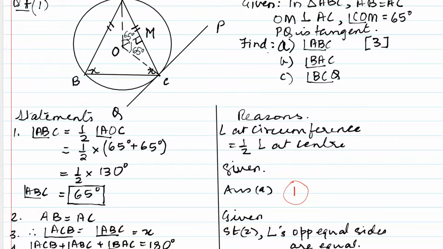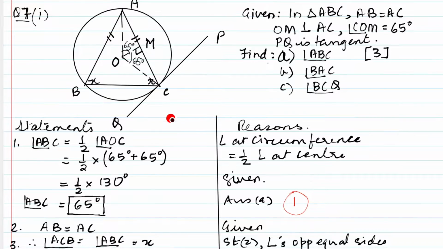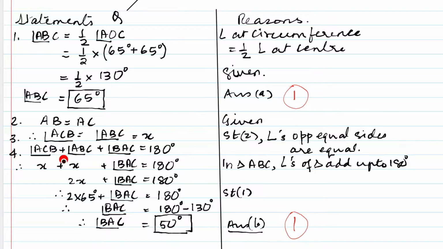Now in this triangle, angle BAC plus X and X will be 180 degrees. So we just write the angles with their names and we write the reason that angles of a triangle add up to 180 degrees. We substitute ACB and ABC as X and X, and angle BAC will turn out to be 50 degrees. So 1 mark for getting this answer, 1 mark for getting this answer.